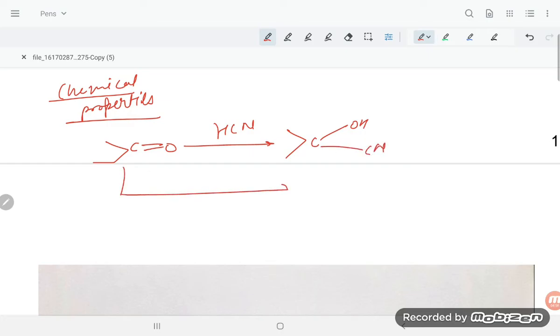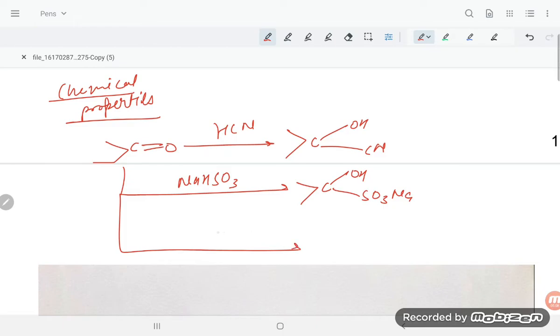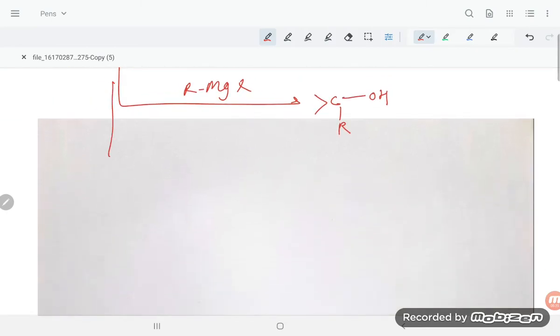In the same way, you treat it with NaHSO3. So what compound are we going to get, student? Here is OH and here is SO3Na. If you treat it with RMgX, student, what are you going to get? This is the R and here is the OH. Okay, and here is the next one, students. We also take H2O, and here we take, student, the H2N-G group.